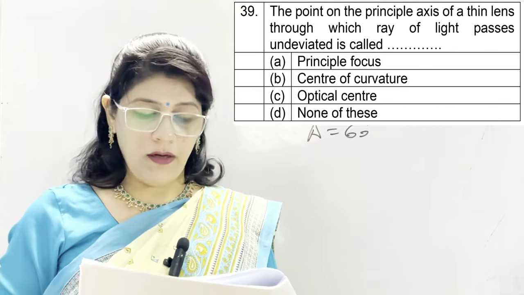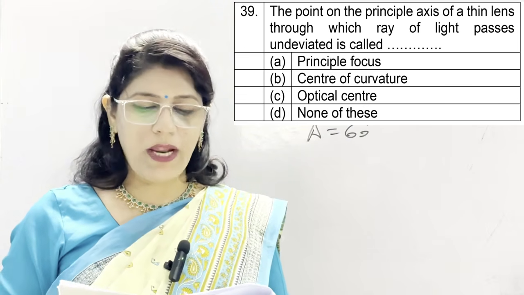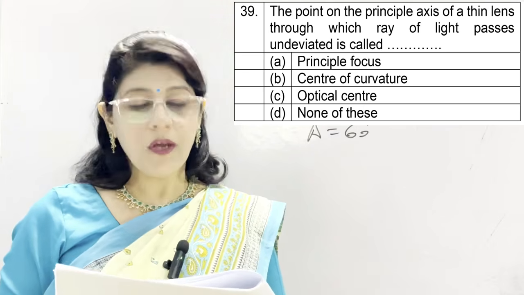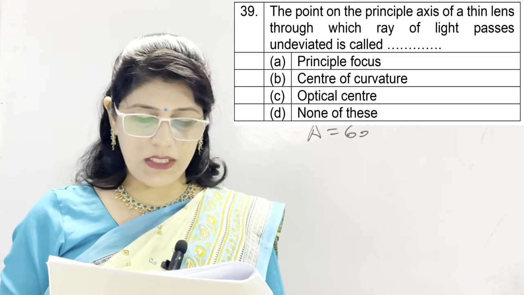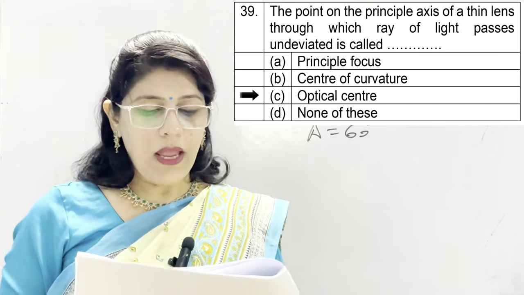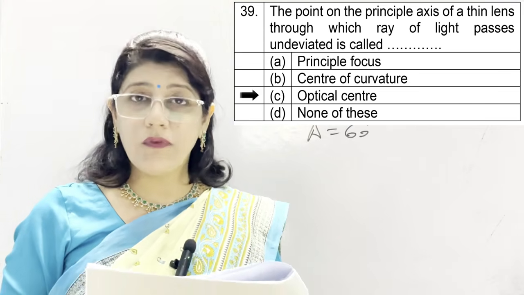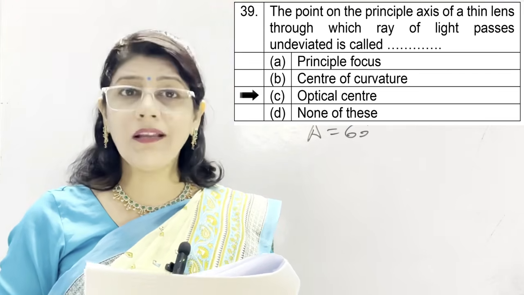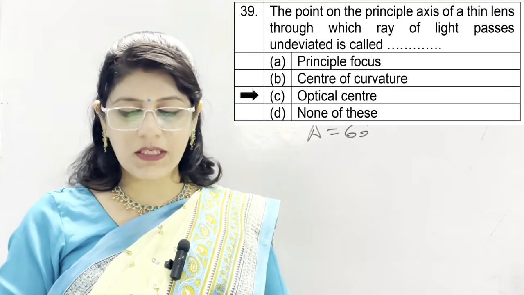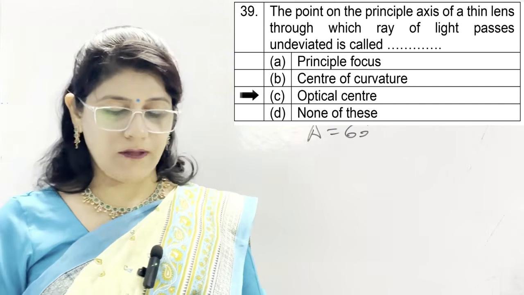Question number 39. The point on the principal axis of a thin lens through which ray of light passes undeviated is called: option A, principal focus; B, center of curvature; C, optical center; and D, none of these. Here the correct option is C, optical center. At the optical center, the ray does not deviate because the curvature of lens at the incident and the exit point are exactly opposite. So the deviation at first point is cancelled at the other end. So no deviation is possible at optical center.